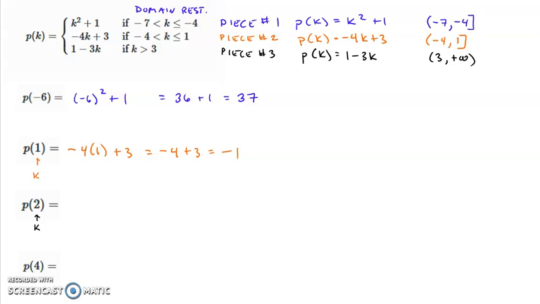It's not in the interval based on our domain restrictions for piece number 2 or number 1. So this one we're not going to be able to do. Right? It's not in any of our domain restrictions. So this one does not exist. And you can write that as DNE. And that's because 2 is not in the domain.